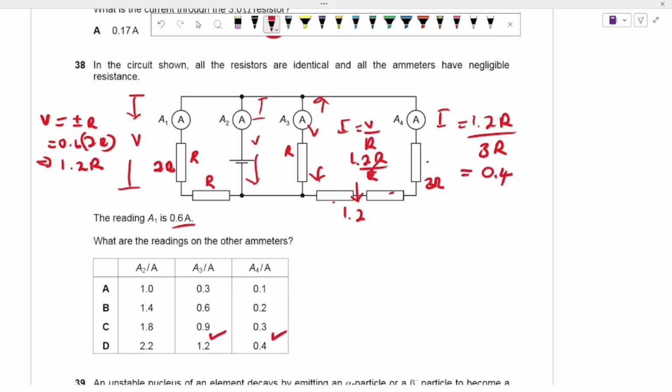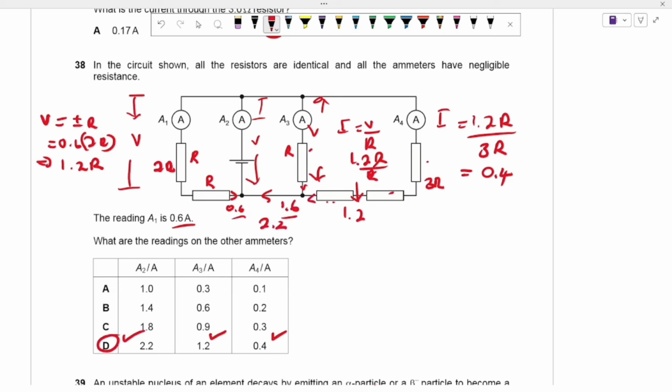But I know here they're going to branch, so I want to find A2. Here I'm going to have 0.6, right? Since I have 1.2 here and 0.4 here, I'm going to have 1.6 combining here. So 1.6 plus 0.6 is just going to be 2.2. So A2 is going to be 2.2, and my answer will be D.